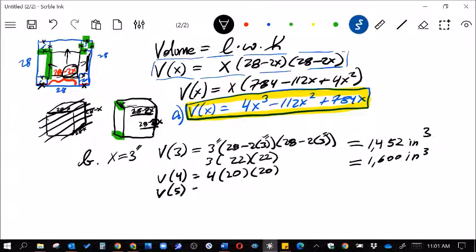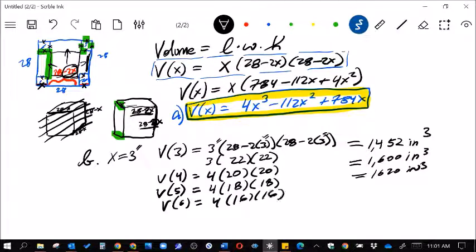When you do volume with 5, we're going to have 28 take away 10. It looks like it's 18 and 18. And you start to see some different patterns here too. With the volume of 6, I'm going to venture to say that's 16 and 16. So if I do 6 times 2, that's 12. 28 minus 12 is indeed 16. And that's going to give us 1536 inches cubed.